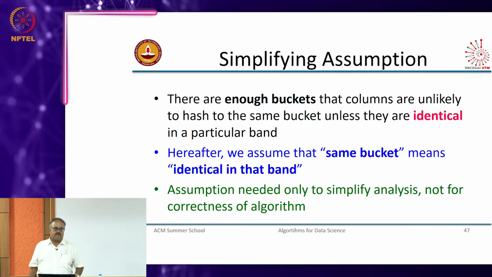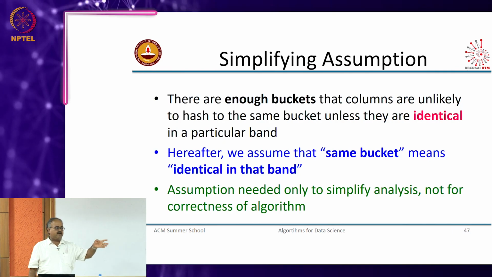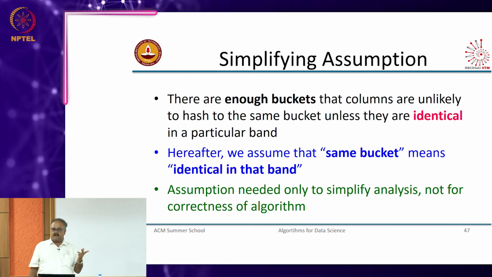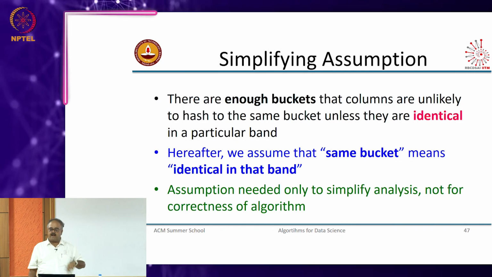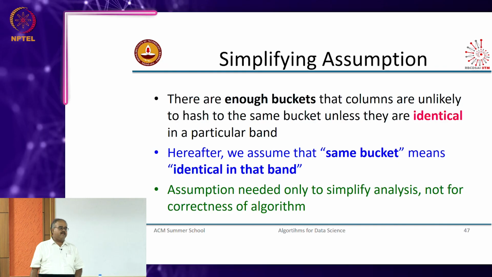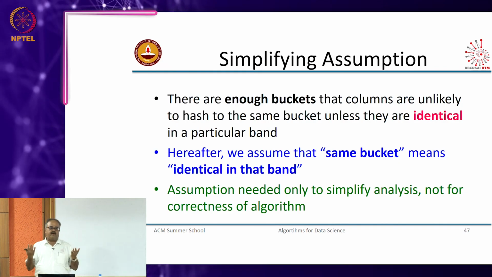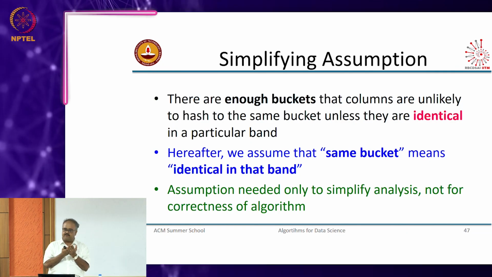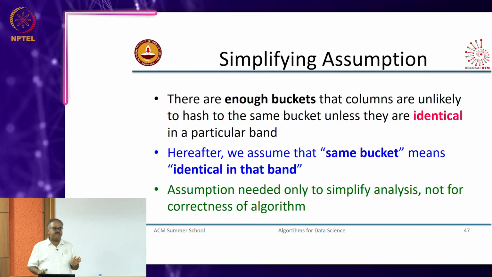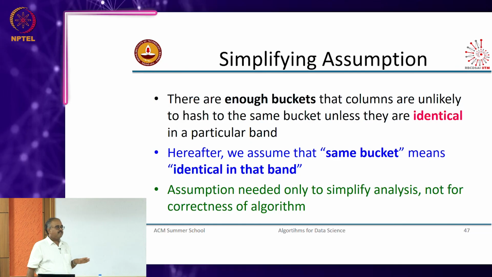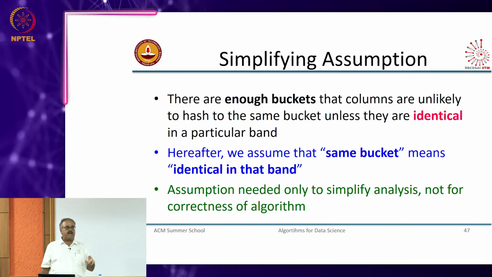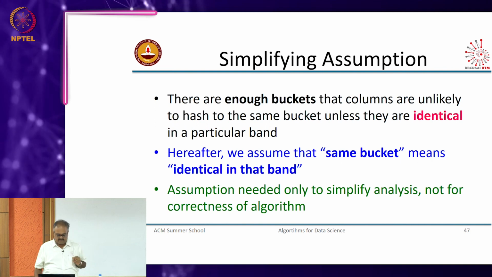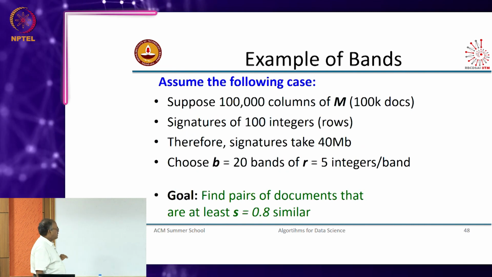So, for the analysis purposes, right now we will ignore the fact that two different columns in a band, whatever R rows we are considering, might hash to the same bucket depending on the hash function you use. The simplifying assumption we make is that this does not happen. They hash into the same bucket only if the two columns are identical. So, that is a simplifying assumption, and I will not come back to this.